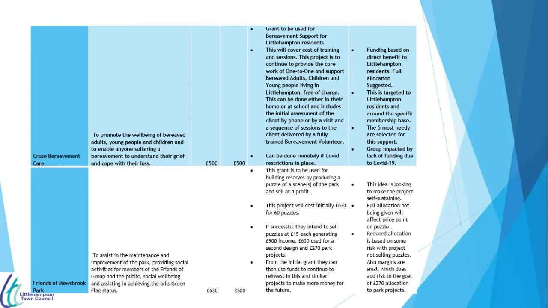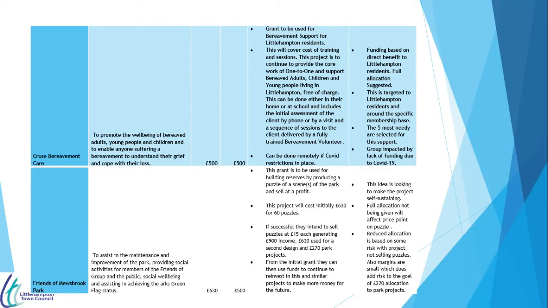Friends of Music Park. Grant requested £630. Grant allocation proposed £500. This grant is to be used for building reserves by producing a puzzle of a scene of the park and selling at profit. This project will cost initially £630 for 60 puzzles. If successful, they intend to sell the puzzles at £15 each, generating £900 income. £630 will be used for a second design and £270 will go back into park projects.